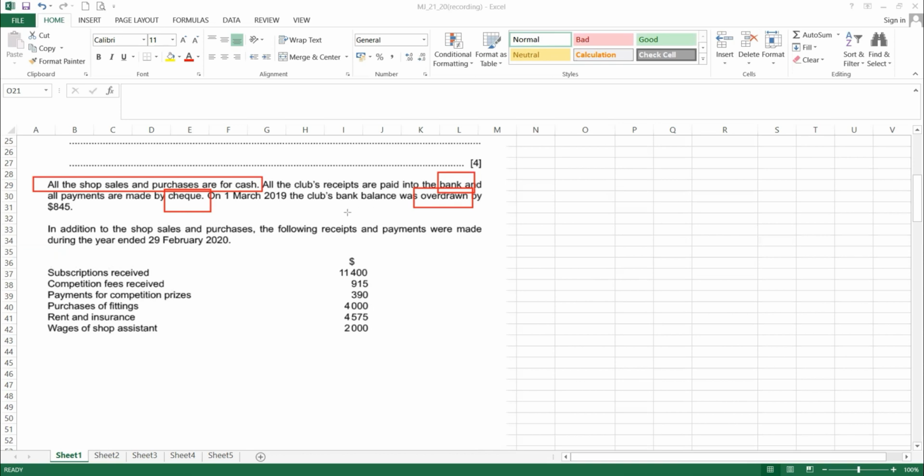So when you receive income, it is debit, so your receipts and payments account should be on the debit side. Payment for competition prizes is a payment, so it is on the credit side. Purchase of fittings, you have to pay, so it is also on the credit side. Rent and insurance, you have to pay, so they must also be on the credit side. Wages must also be on the credit side because you have to pay the workers. Okay, now let's move on.